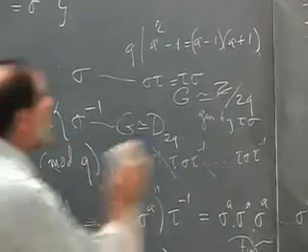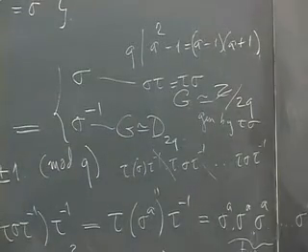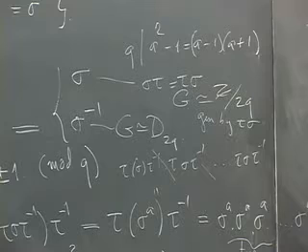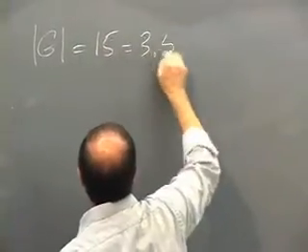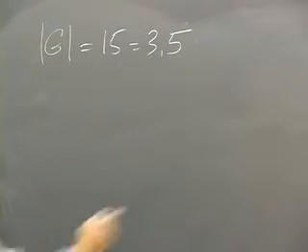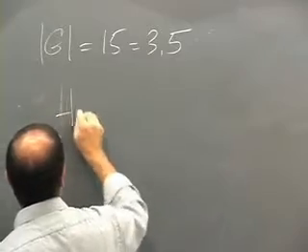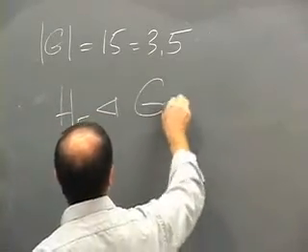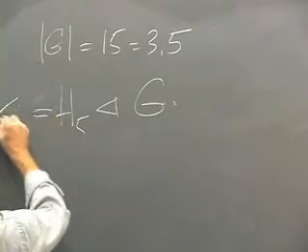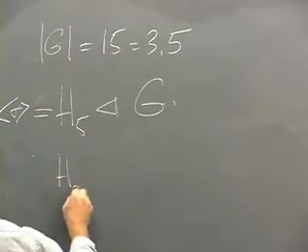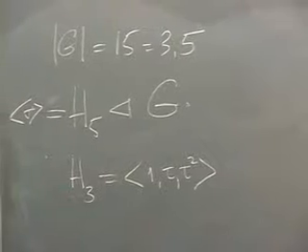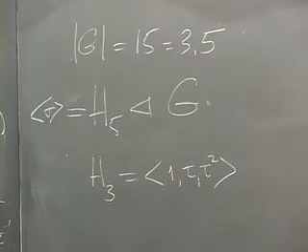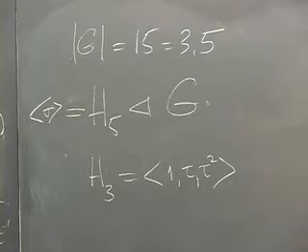Okay, now let's get rid of 2 and try 3. Let's try order 15. Okay, now we're going to do this argument. First of all, we have this normal subgroup of order 5, generated by sigma. And now we have a subgroup H3, which is 1, tau, tau squared. Now, I'm not going to need this, but I'm also going to show you that this subgroup is normal.